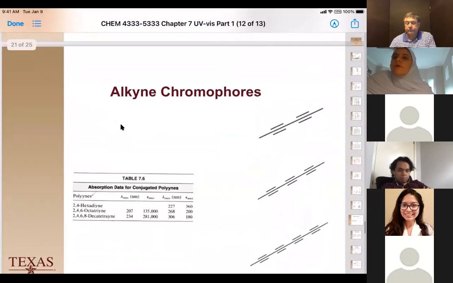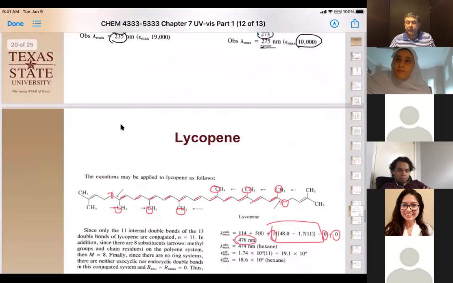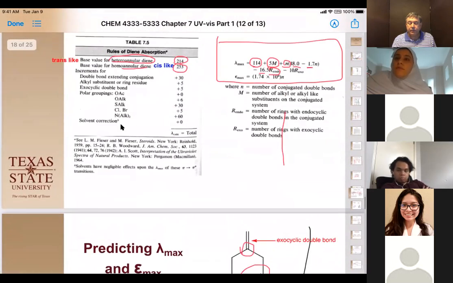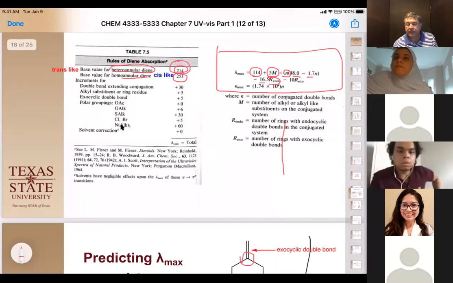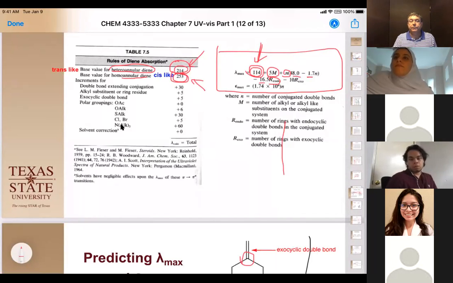So okay, why haven't we used the equation from the previous example? This is the exact same equation, except this has rings. Because of the rings, we have to use these ring system bases. This number is only for straight chains. These numbers are for rings.